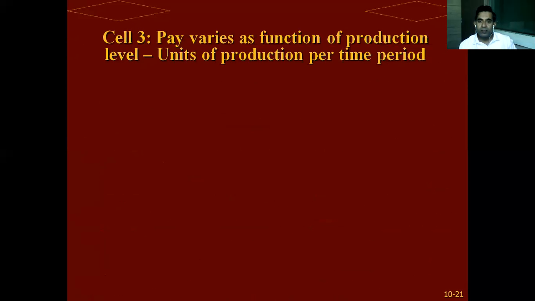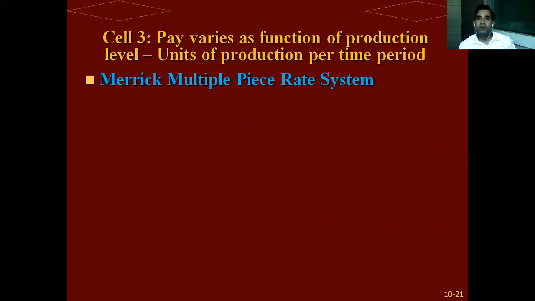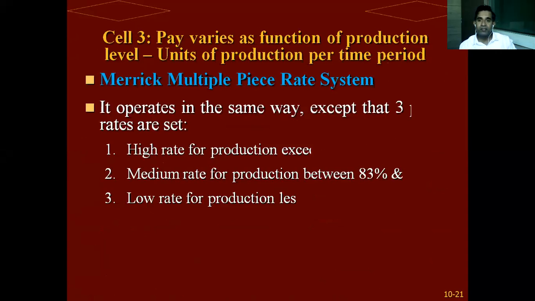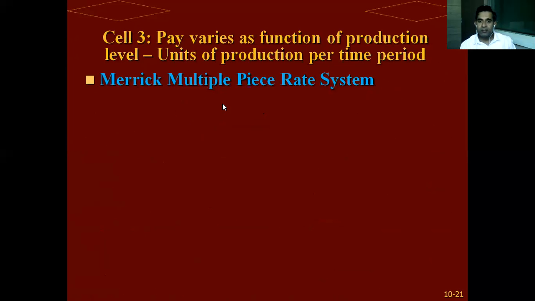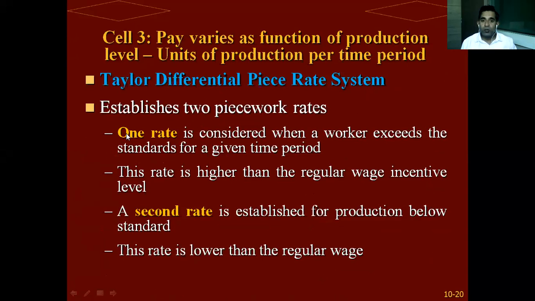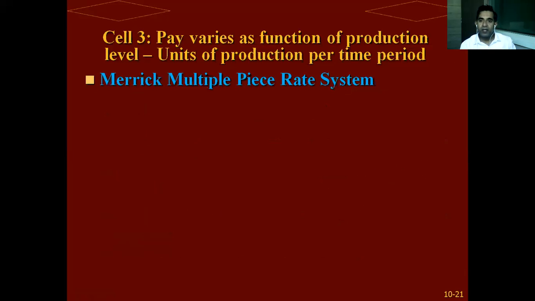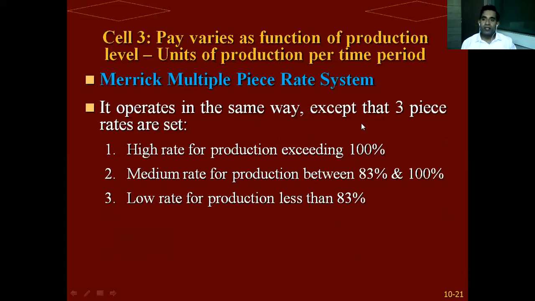Now moving on to the second type of piece rate system, the Merrick multiple piece rate system. If you can recall, I covered until this slide in the previous class. It operates in the same way as Taylor's, except that three piece rates are set. In the Taylor differential piece rate system there are two rates, where a rate is how much wage to pay per hour, so only two rates were established. The Merrick multiple piece rate system is similar, but in this case three piece rates are established.